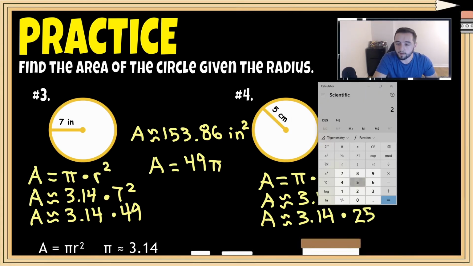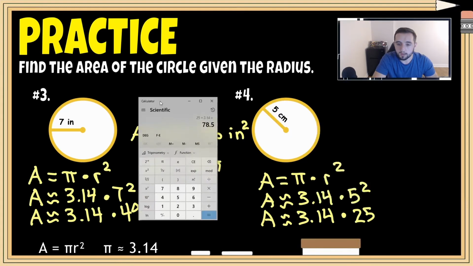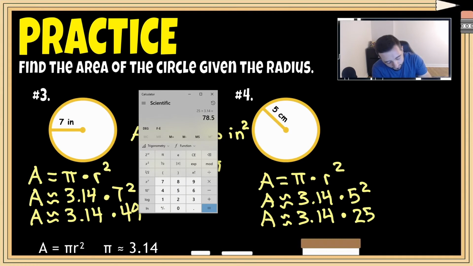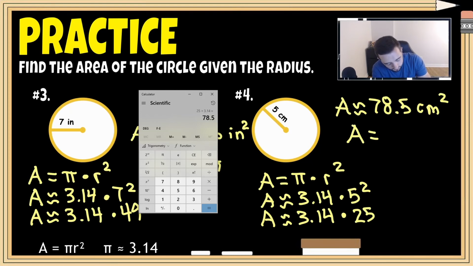And then let's whip out our calculator here. We have 25 times 3.14. And we end up getting 78 and 5/10. So area is approximately 78 and 5/10. And this time we have square centimeters. And if we wanted to leave it in terms of pi, we have area equals 25 pi. Okay, hopefully you went 2 for 2 on these practice problems.